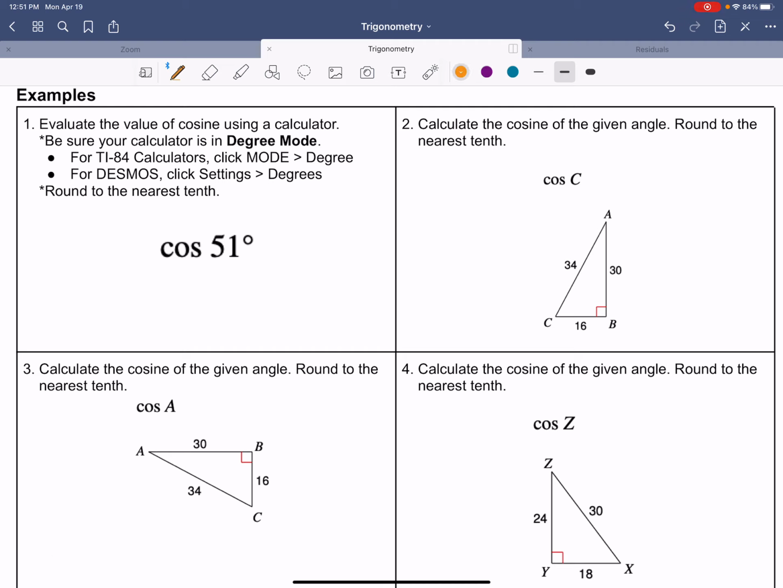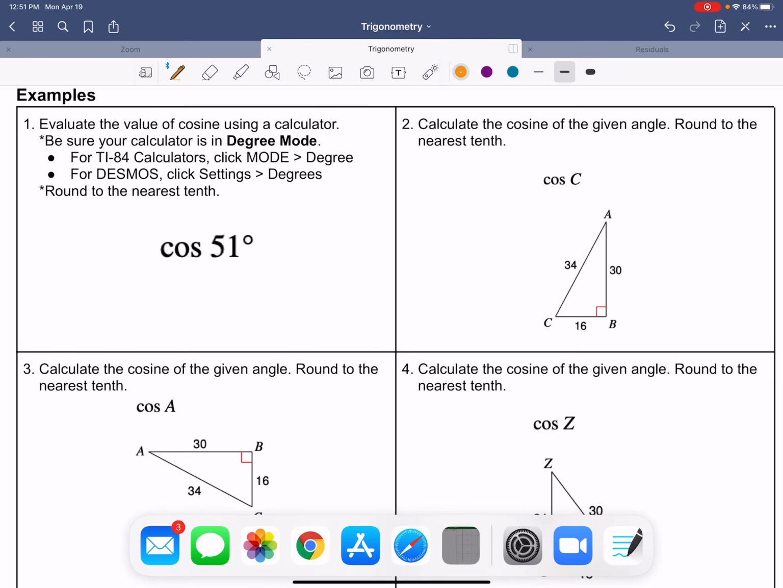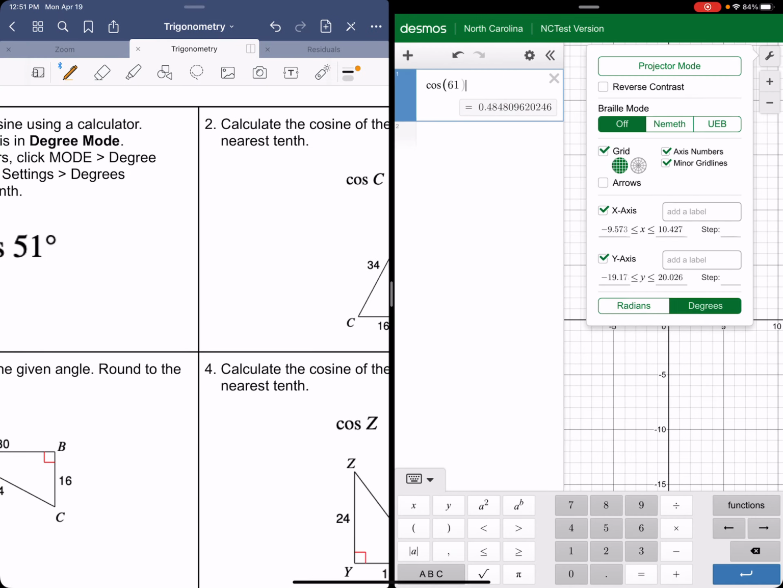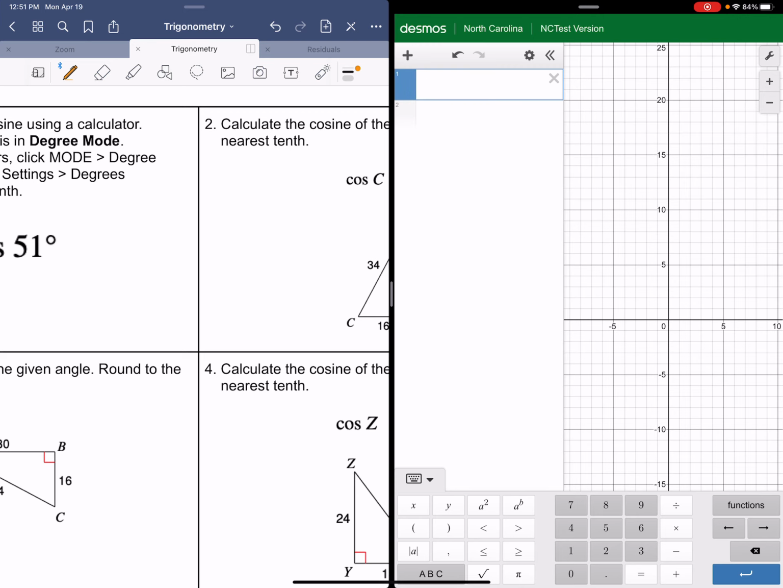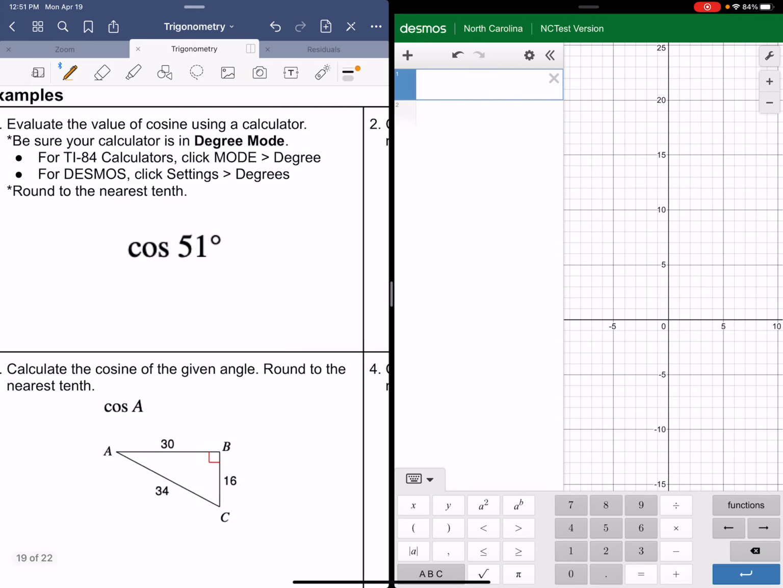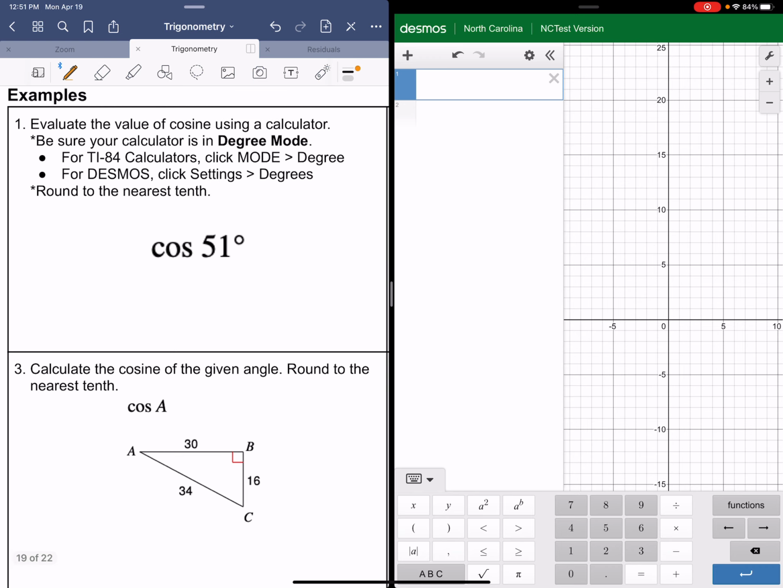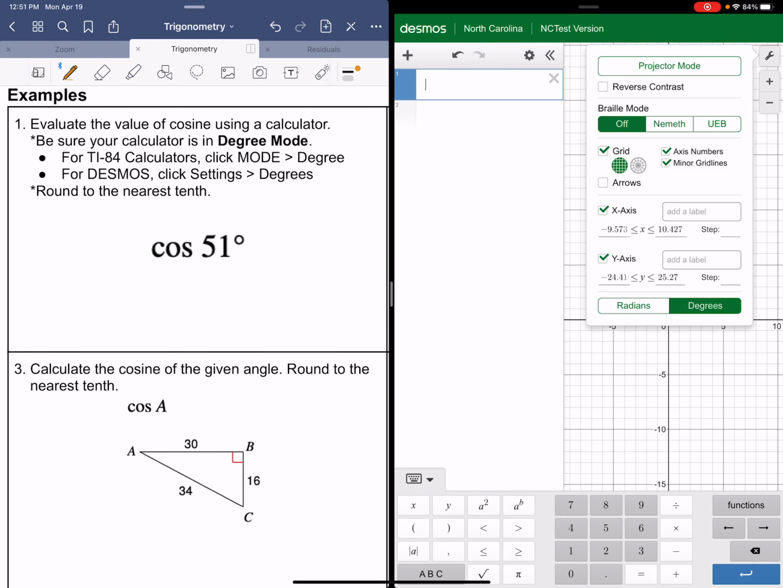To find the cosine of a given degree measure, all you have to do is type that into a graphing calculator. And before you do that, you always want to make sure that you have your calculator in degree mode. So in Desmos, there's a little tool in the top right corner. You're going to click that, and then down at the bottom, you'll see degrees or radians.